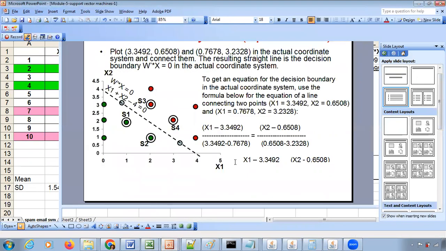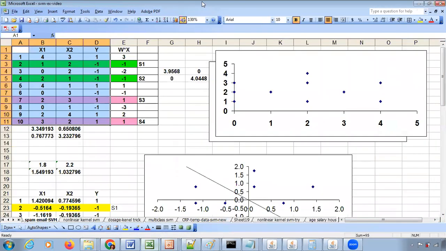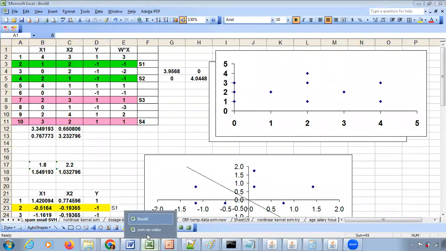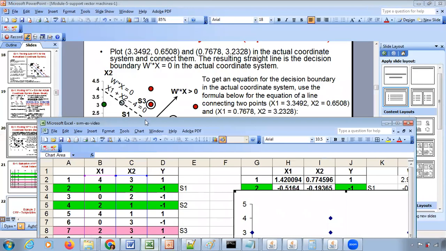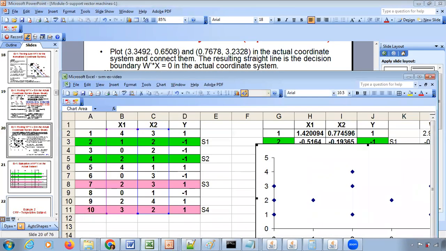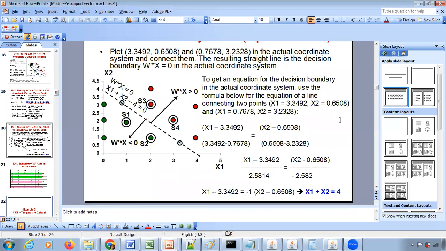Let's first put the coordinates that we got: 3.3492 and 0.6508. That's one raw x1, x2. So I'm going to type that here. For one of the normalized points, the corresponding raw data is 3.3492. It doesn't matter which one it is; it's the first one, which is 1 comma negative 1.5.